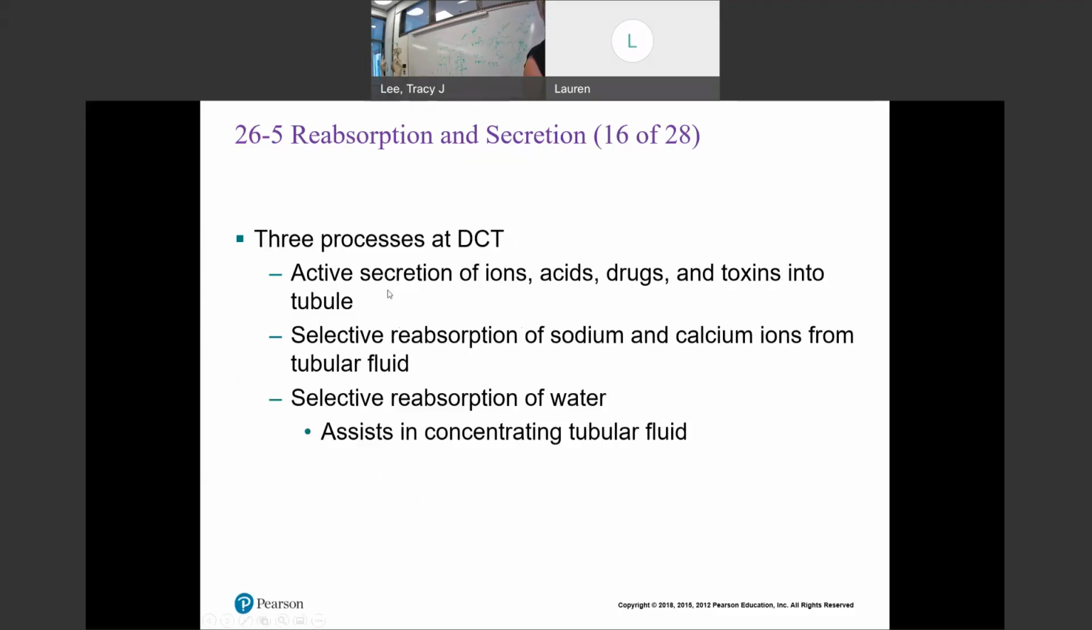What's secretion? I put it into, right? So what kinds of things do I secrete into the distal convoluted tubule? Maybe some ions for some final adjustments, acids, drugs, toxins. So if they didn't get filtered, our blood vessel here will secrete them right into the distal convoluted tubule.